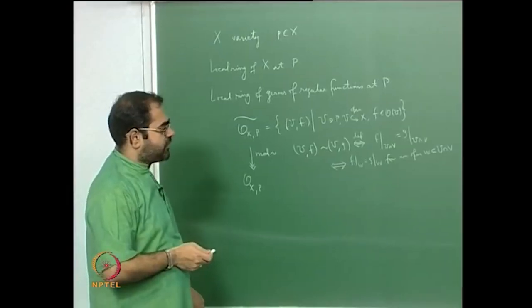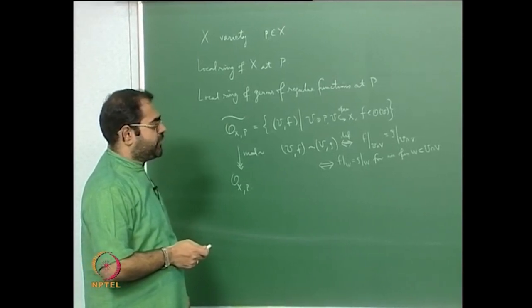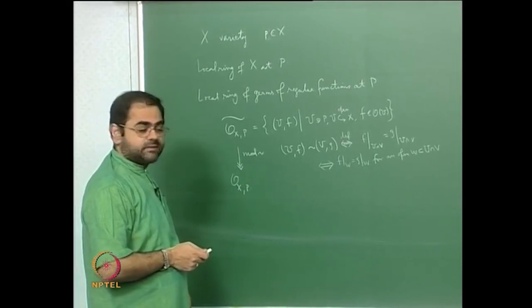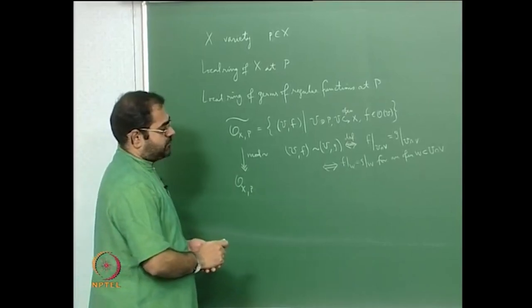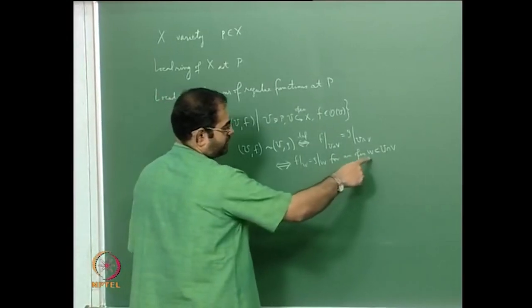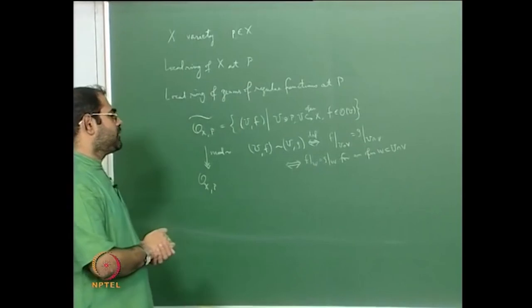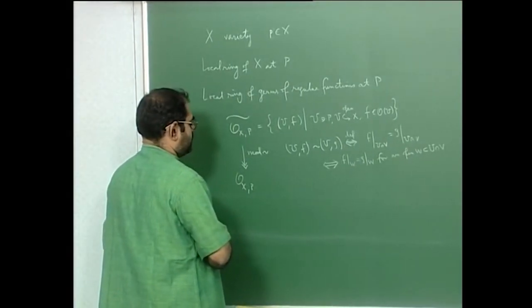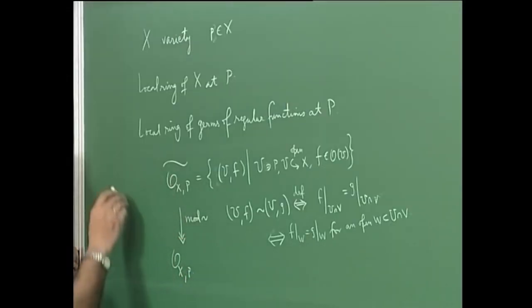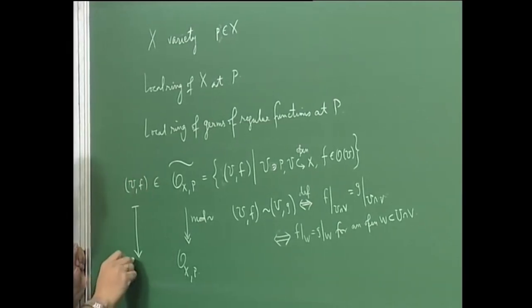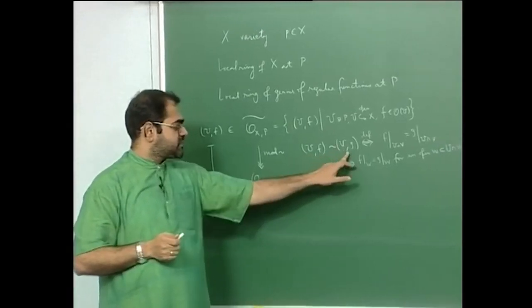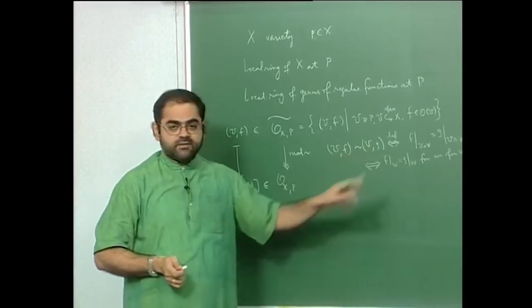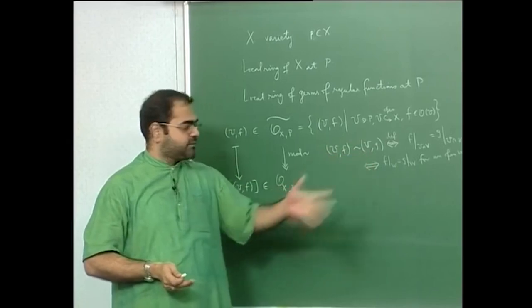Because if two regular functions coincide on a non-empty open subset, then they of course coincide everywhere, right. So I need not require that the point P is in W. So this is a local ring, and if you start with an element (U, F) here, its image here is written with a square bracket and it is called the germ of the function F. And whenever a pair (U, F) is equivalent to a pair (V, G), then in the local ring they will give rise to the same germ. The germ of F and the germ of G will be one and the same, right.